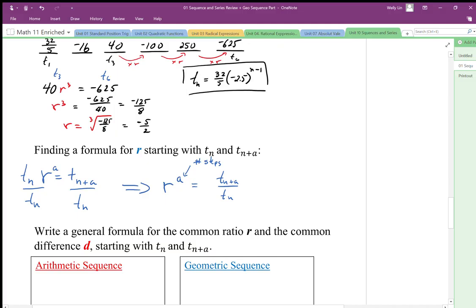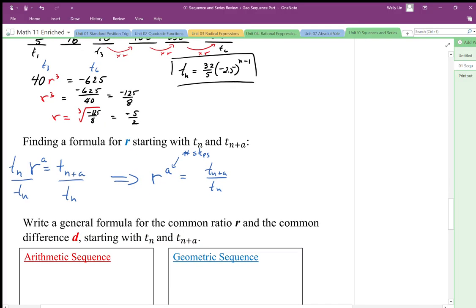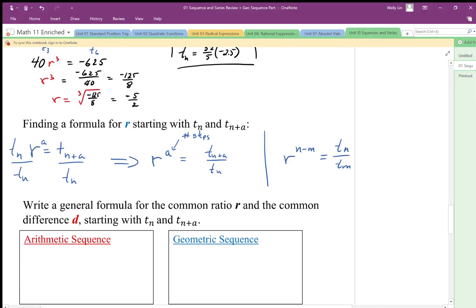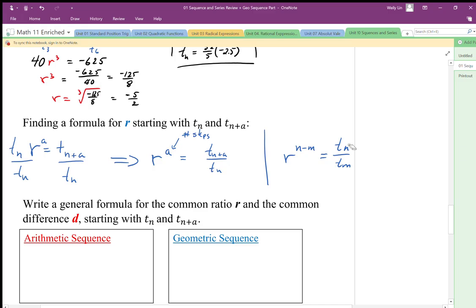I can give you an alternative formula, which is exactly the same, and it looks like this. R to the power of the number of steps is Tn over Tm. So the number of steps between m and n is going to be n minus m. The difference between the numbers here represents the number of steps I use to get from Tm to Tn.